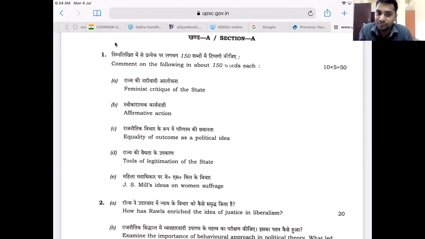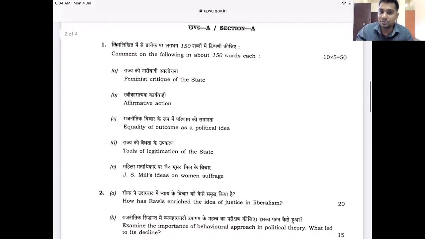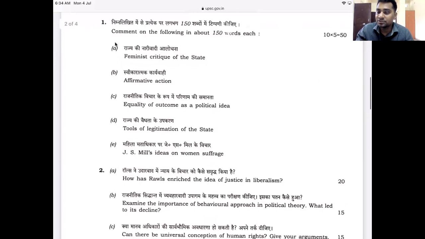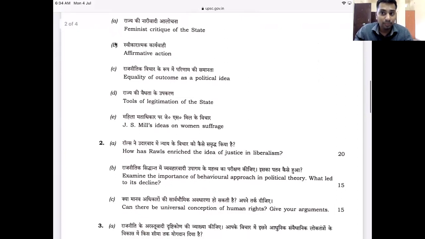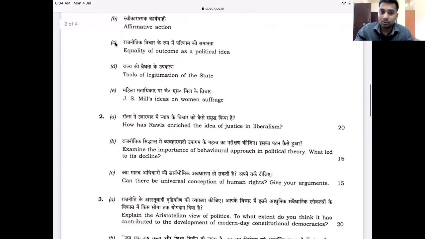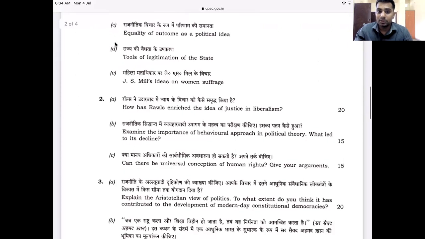Look at this first question. Feminist critique of the state: this is theories of state. Affirmative action: this is about reservations. Equality: this is about the topic of equality. Tools of legitimation: this is called power. J.S. Mill: this is about Western political thought. Rawls: Western political thought. Examine the importance of behavioral approach in political theory. Look at this, a political theory question.